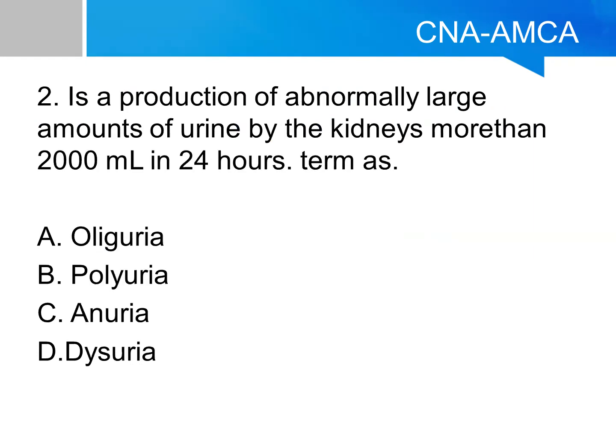Question number 2. Is a production of abnormally large amount of urine by the kidneys more than 2,000 ml in 24 hours termed as A. Oliguria, B. Polyuria, C. Anuria, letter D. Dysuria. What is the answer? Letter B. Polyuria.